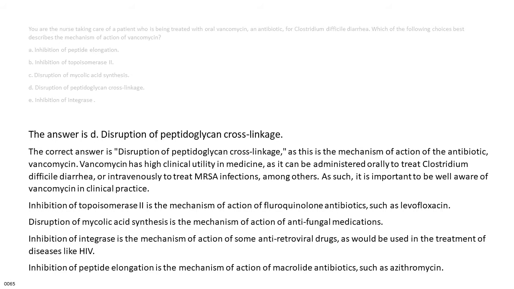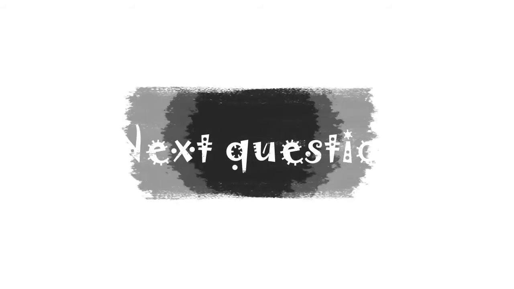Inhibition of topoisomerase 2 is the mechanism of action of fluoroquinolone antibiotics, such as levofloxacin. Disruption of mycolic acid synthesis is the mechanism of action of antifungal medications. Inhibition of integrase is the mechanism of action of some antiretroviral drugs, as would be used in the treatment of diseases like HIV. Inhibition of peptide elongation is the mechanism of action of macrolide antibiotics, such as azithromycin.